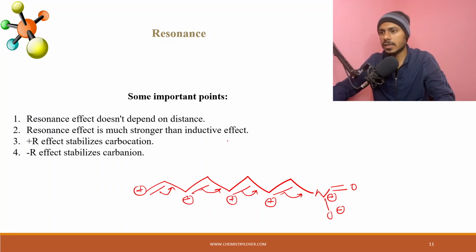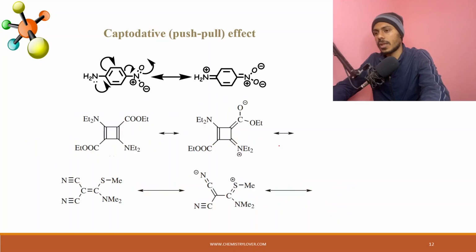Okay, and the next point is resonance is much stronger than inductive effect. And plus R effect, because it is a pushing effect, it will stabilize carbocation and other electron deficient species, whereas minus R effect, because it is a pulling effect, it will stabilize carbanion and other electron rich species. Now the next thing is captodative effect or push pull effect.